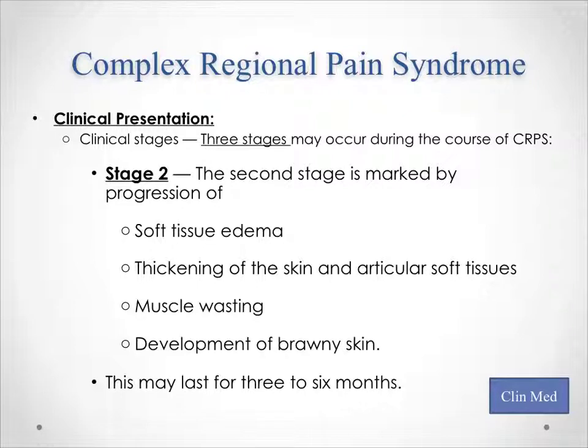Stage 2 of the syndrome is associated with progression of soft tissue edema, thickening of the skin, muscle wasting. Why? Because these folks tend to have some immobility and are not using the limb or the joints around there. So if you're not using the joint or the muscles, you'll get atrophy of that muscle tissue. And then development of brawny skin. This may last for 3 to 6 months.